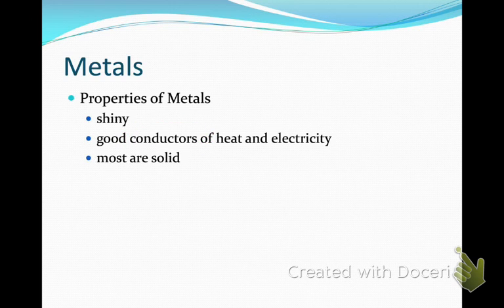Most of them are solid at room temperature, okay? Most of them are solid in general, but you might even want to add on here that we're talking about at room temperature. Most are solid. An exception to that, maybe the only exception to that, is mercury. And mercury is a liquid at room temperature.